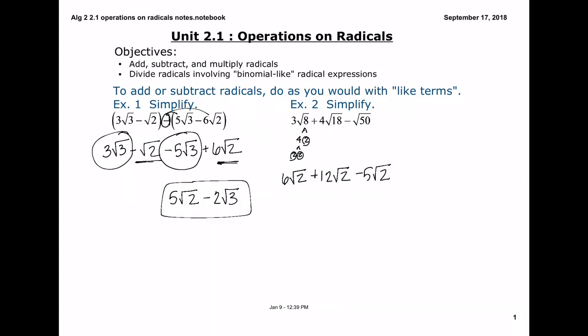After you've simplified all of your radicals, you then can combine your like terms. So 6 root 2 plus 12 root 2 is 18 roots of 2, minus 5 roots of 2 gives you 13 root 2.